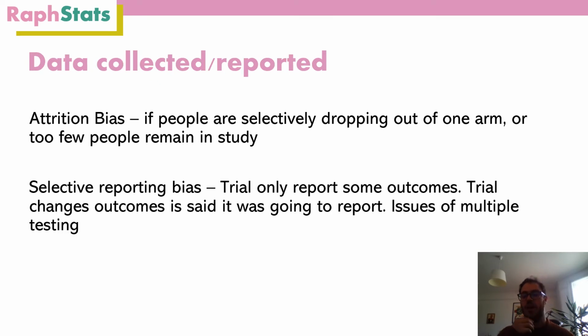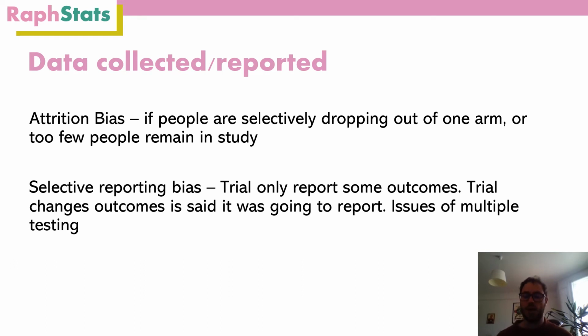The final thing we're going to think about with a randomised controlled trial is about data, and whether it has been collected and reported in the correct way. One potential source of bias is attrition bias. If we've got loads of people dropping out from the treatment arm because they can't handle the side effects, and the only people who stay in are people who are doing very well, that's going to bias results positively towards the treatment.